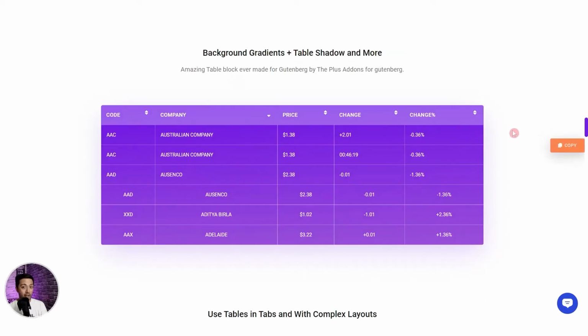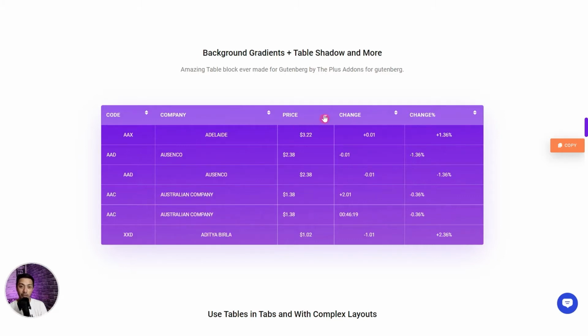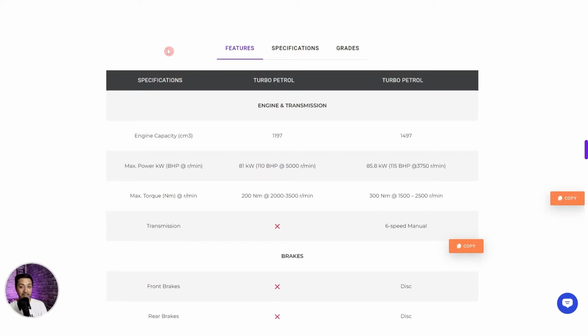Or maybe you have a long list of data you want to show in the form of a table. And along with that, you also want to have an option to sort this data. So you can do that with this sorting option. Or maybe you want to create some advanced structure by showing different tables in the form of tabs.